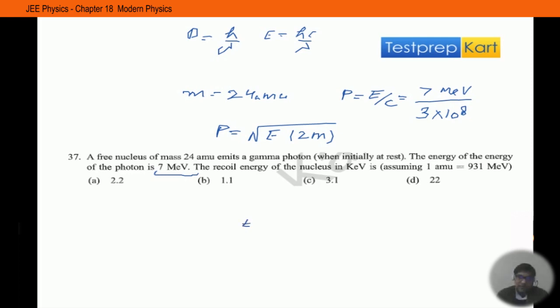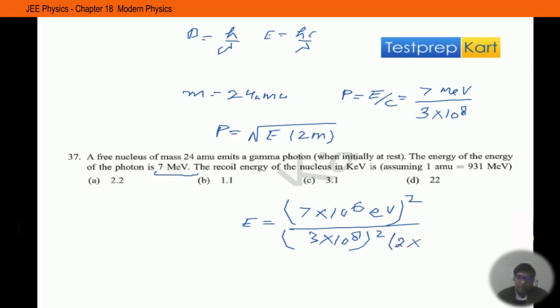So this energy is equal to P squared upon 2m. So P squared is 7 into 10 to the power 6 electron volt whole squared, upon 3 into 10 to the power 8 whole squared, and that is divided by twice the mass. So this is 2 and the mass is 24 AMU. So please write 24, and 1 AMU is equal to 931 mega electron volts. So this is 931 MeV. Because we are doing all calculations in terms of eV, it must be written as 931 into 10 to the power 6. So you can just balance the power of 10.